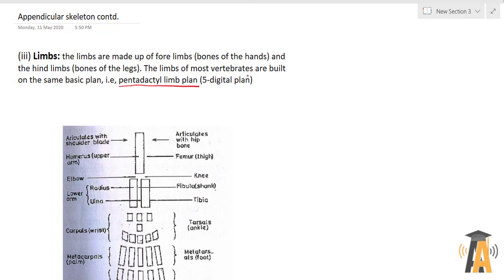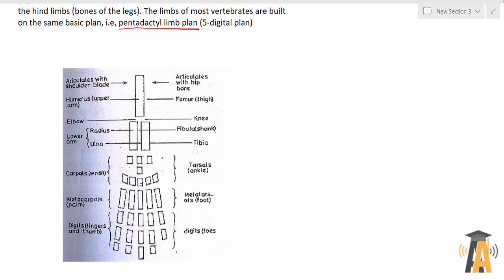Now it's made up of a long bone followed by a pair of 2 long bones which lie side by side. Now as you can see in the diagram, a long bone followed by 2 long bones that lie side by side. Now the pair of these long bones is followed by a set of 9 small bones which are arranged in 3 rows. You can see them in 3 rows. This is the first row, second, third, and they are all 9 together. The 9 small bones are followed by 5 digits. Each digit is made up of small bones called phalanges.